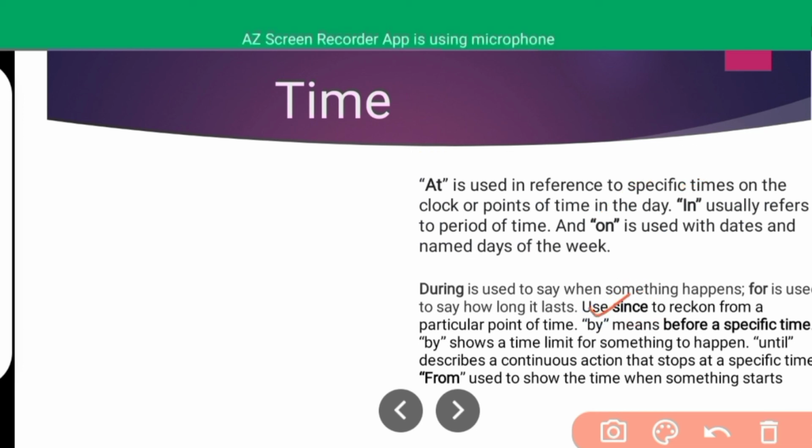Then by. By means before a specific time. By shows a time limit for something to happen, कि उस जो काम हो रहा है उस time limit से पहले. Until describes a continuous action that stops at a specific time.